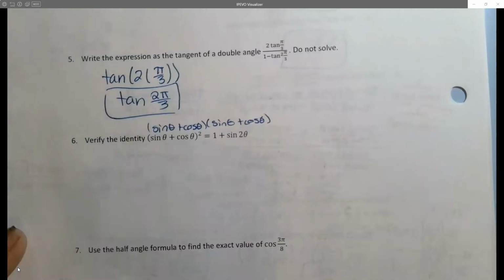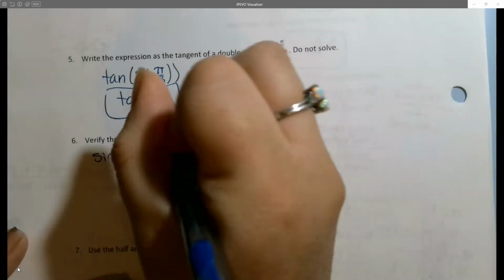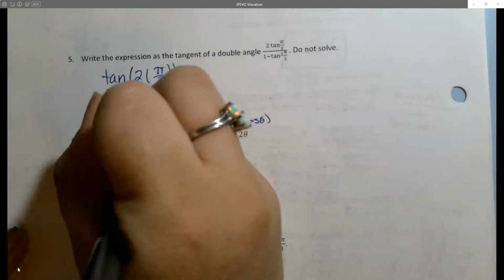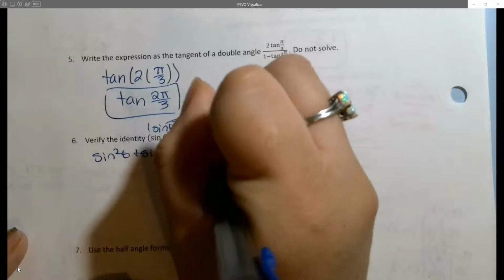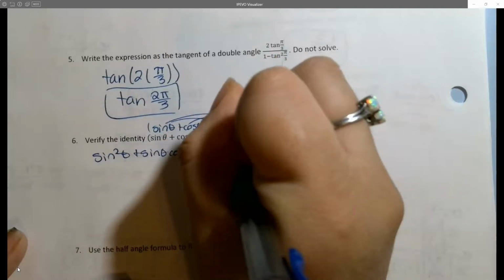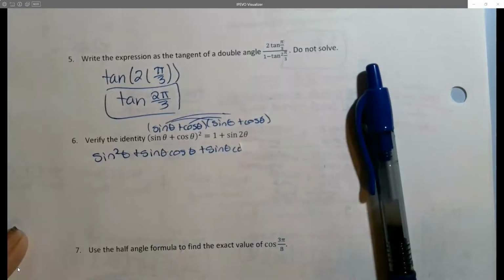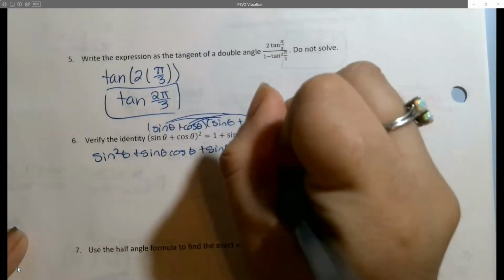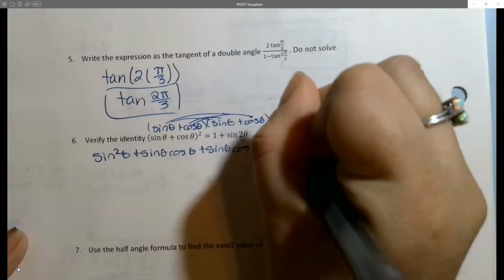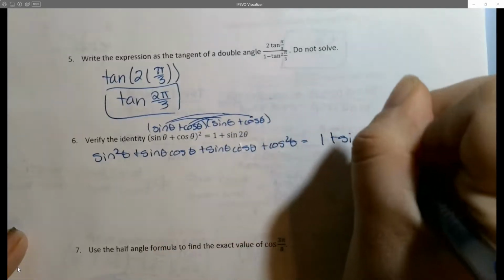My two first terms are sine theta times sine theta, which will get me sine squared theta. Then I have sine theta times cosine theta, which gets me sine theta cosine theta. I have cosine theta times sine theta. I'm going to write the sine theta first just for consistency. I spelled cosine theta wrong. Then I have cosine theta times cosine theta, which gets me cosine squared theta. And it still equals the 1 plus sine 2 theta.